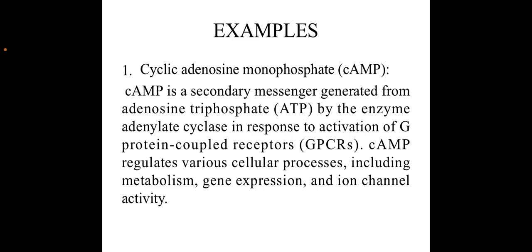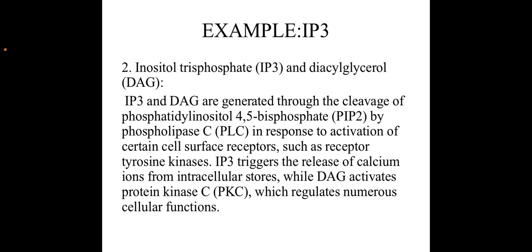cAMP is a secondary messenger generated from adenosine triphosphate (ATP) by the enzyme adenylate cyclase in response to activation of G protein coupled receptors (GPCRs). cAMP regulates various cellular processes including metabolism, gene expression, and ion channel activity.